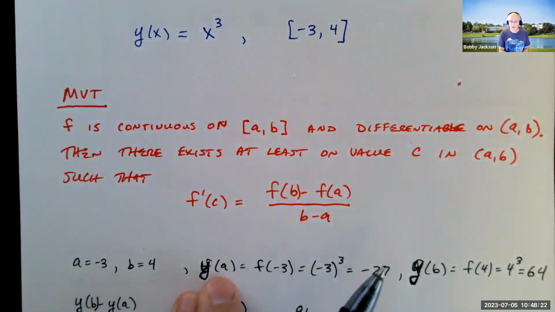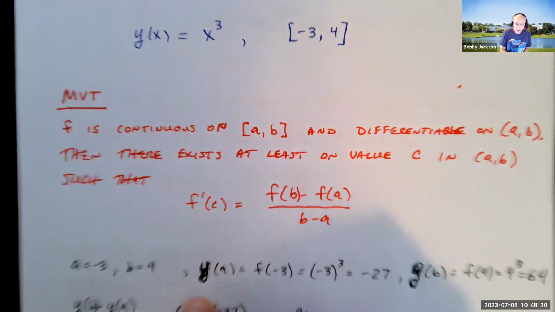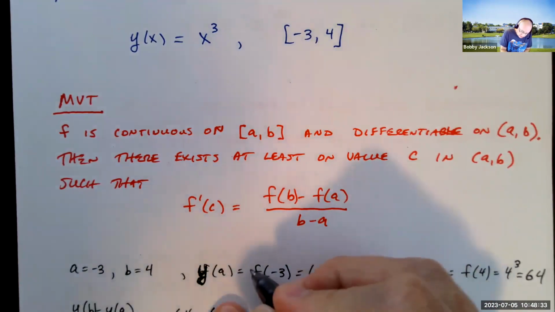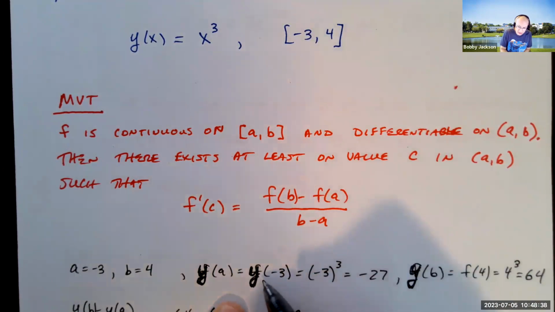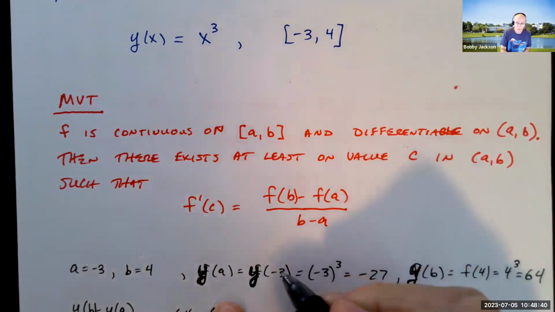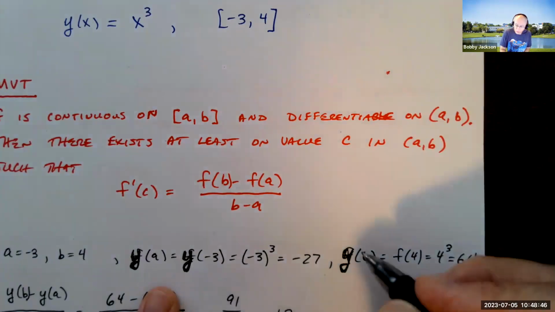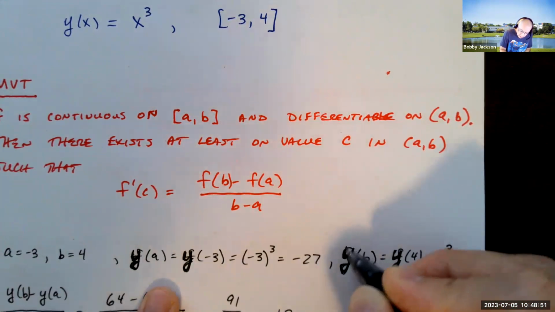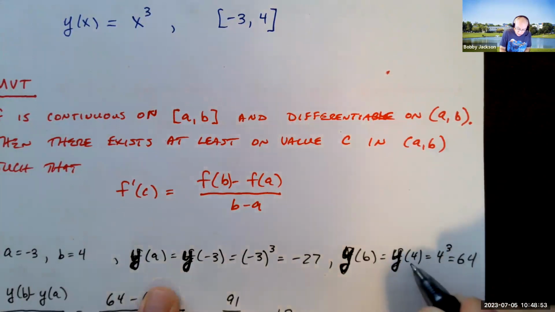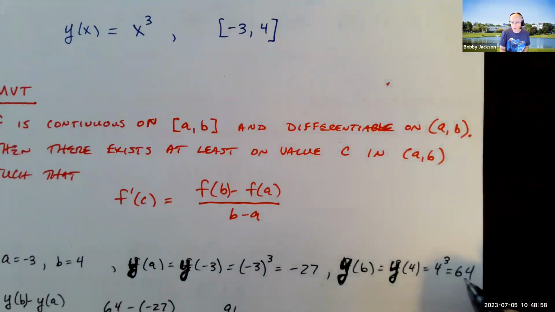So what is the value of the function at A? y of A, I said f, but it should be y because our function is y in this case. y of -3 is just -3 cubed, which is -27. And then y of B is y of +4, because the value of B is 4. And y being x cubed gives us 4 cubed, or 64.